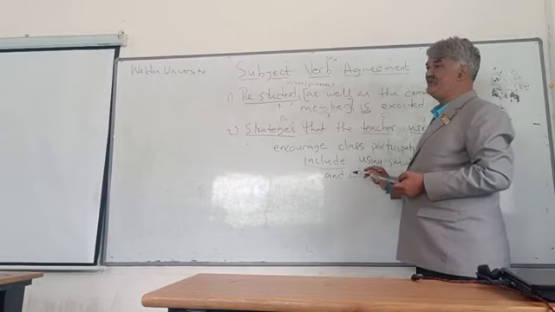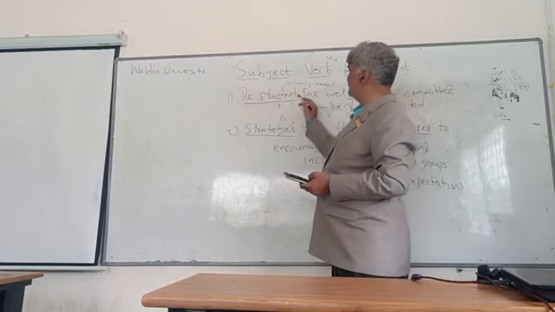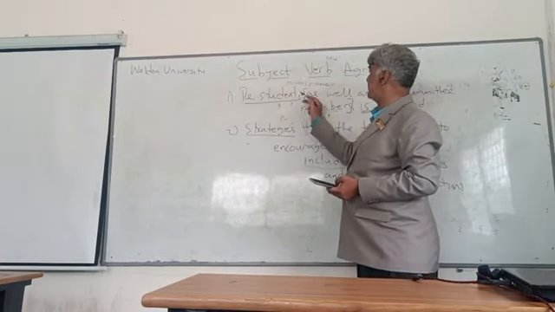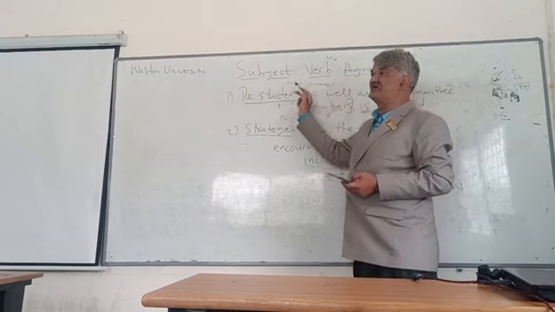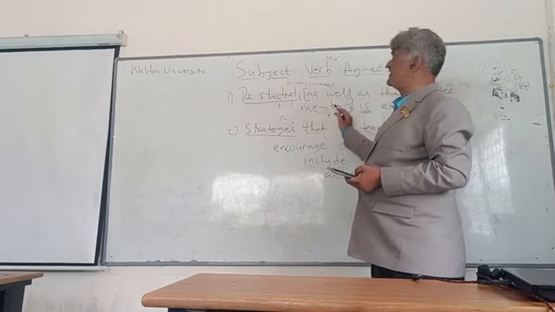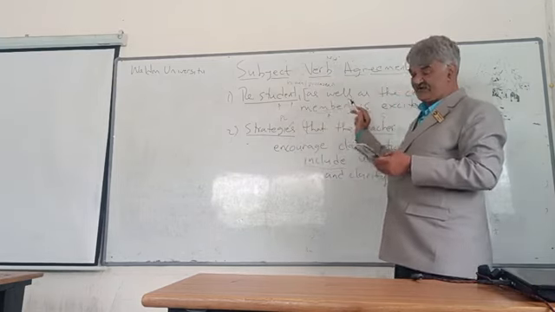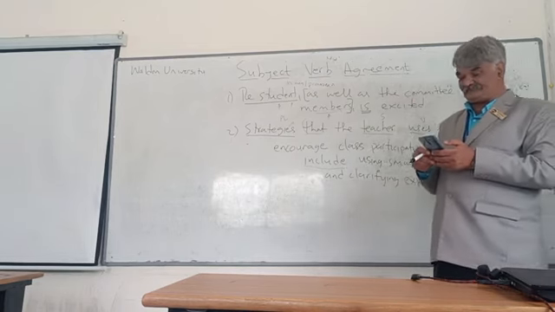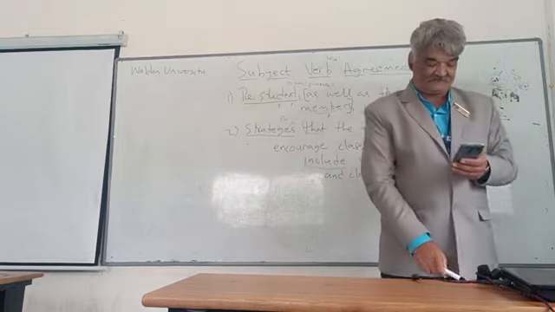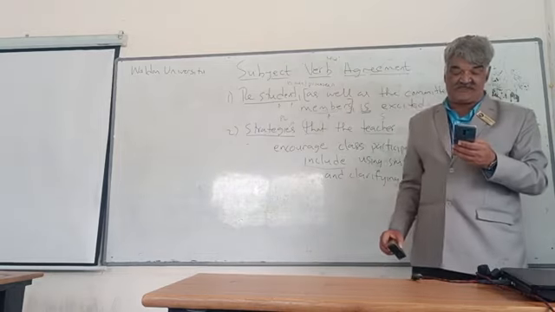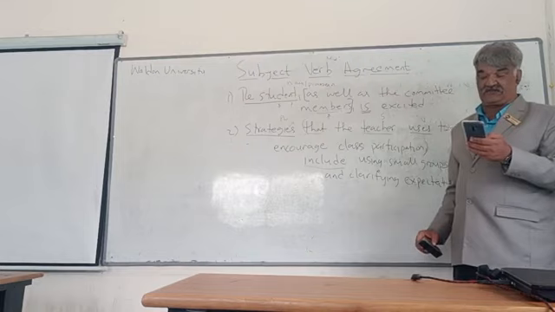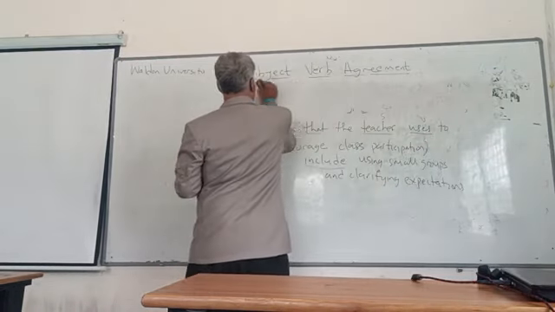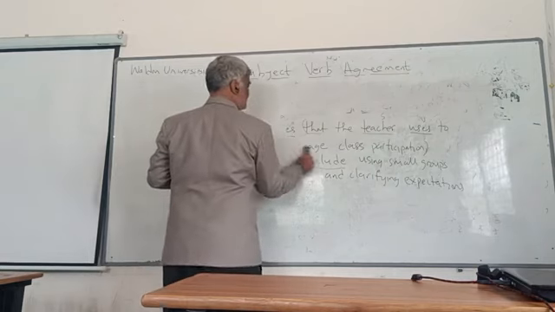So, I'll repeat the rule. When you have a phrase which comes between the subject and the verb, the verb will still agree with the subject, not with the noun or pronoun in the phrase. Okay? Clear? Okay. So there are only, I think, 8 more rules, right? There are only a few more rules.